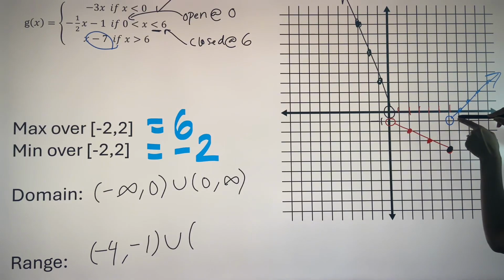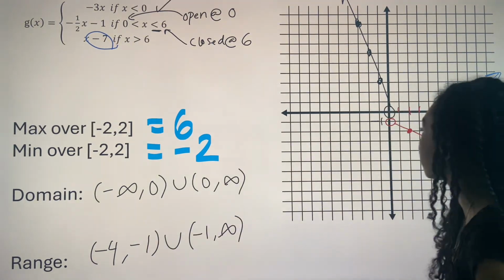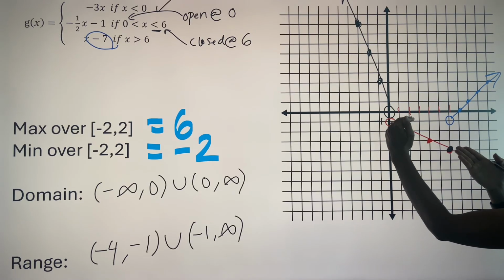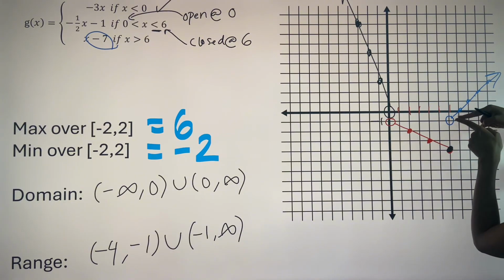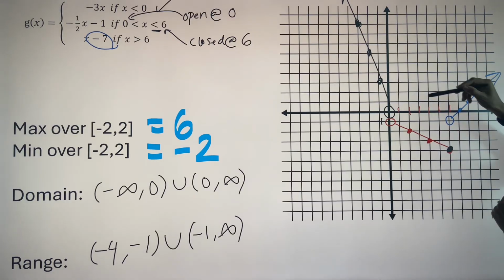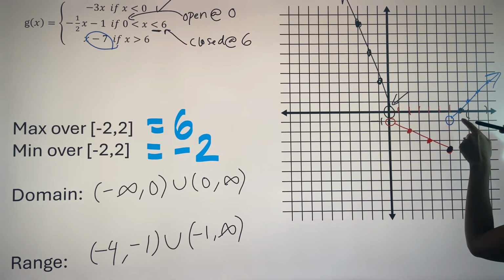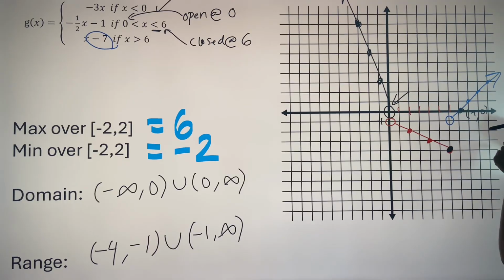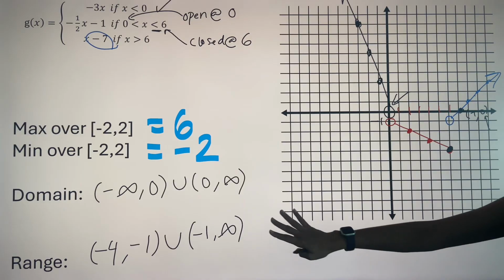However, after -1, it just goes up forever. Okay, it just goes up forever. So that's -1 to infinity. So -4 to -1 is the range from here to here. It's not including -1, but after -1, it goes up. So that's -1 to infinity. I do not have to worry about this open circle. This is the y value 0 because there's a y value 0 right here. This is the 0. So this y value is included. So we don't have to worry about 0. So that is your range.